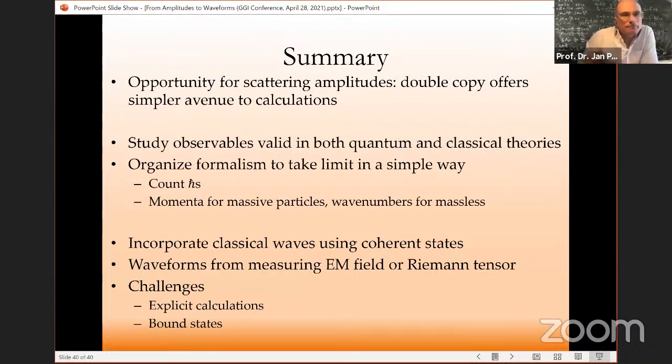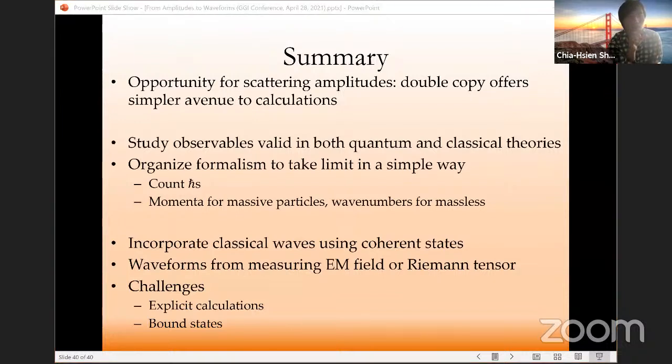Hi, David. Thanks for a nice talk. So I just wonder for your waveform, you write it as the 5-point amplitude. For the 5-point amplitude, if you count the h bar, I believe it's not just leading order in h bar because you have the part coming from the soft emission. So can you comment on how you treat that part of the soft emission in your 5-point amplitude?